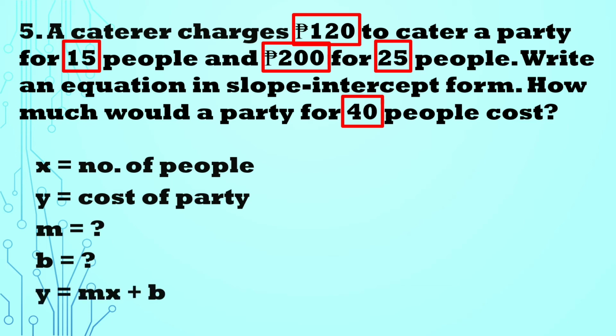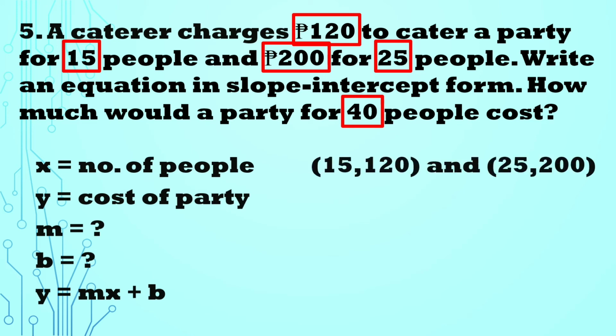So, ating slope-intercept form ay y equals mx plus b. And then, yung ating mga given na 120 tsaka 15, gawin natin siyang coordinates. Tapos, yung 200 tsaka 25, ganun din. So, alam naman natin na ang x natin ay yung number of people at ang y natin yung cost ng party or yung charge ng party. So, ayan. So, magiging 15 and 120 and 25 and 200. And then, solve natin siya using the slope formula.